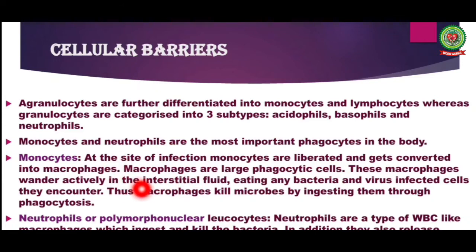Now, neutrophils or polymorphonuclear leukocytes. Neutrophils are a type of WBCs included under granulocytes. And these are the type of WBCs like macrophages. They ingest the bacteria and kill those bacteria. In addition, they also release a chemical that kills other bacteria in the vicinity. Vicinity means the close area.